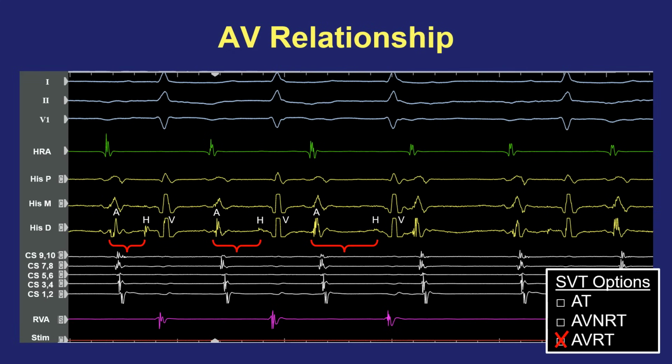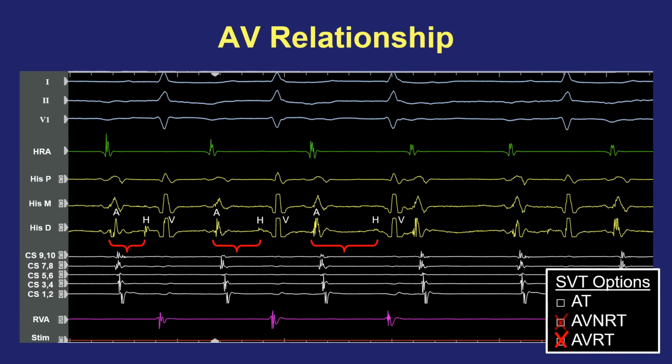There must be some lower common portion of the AV node below where the circuit turns around. Can you see that in AV-NRT? I guess it's theoretically possible, but it seems pretty unlikely. I don't think I've ever seen or heard of a case that was Wenckebaching like this in a sustained fashion that was AV node reentry. So I guess I'll put sort of a partial cross-off for AV-NRT.